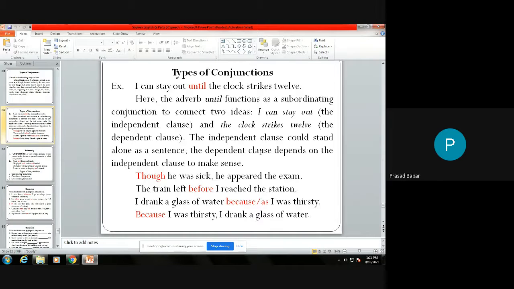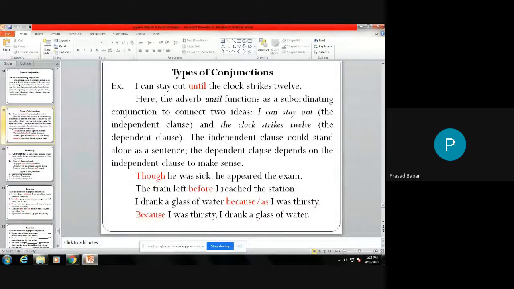I can stay out. Okay, to make sense, त्याचा अर्थबोध होण्यासाठी, to make sense, त्याला अर्थपूर्णता येण्यासाठी जो डिपेंडंट क्लॉज आहे तो इंडिपेंडंट क्लॉजवर अवलंबून असतो. Okay, the independent clause would stand alone as a sentence, but the dependent clause depends on the independent clause to make sense, and that is why they are called main clause and subordinate clause.